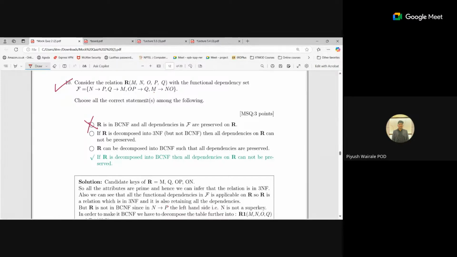First, tell me what is candidate key because we need to find out candidate key, prime attribute, and non-prime attribute. That's it. Tell me what is candidate key here.